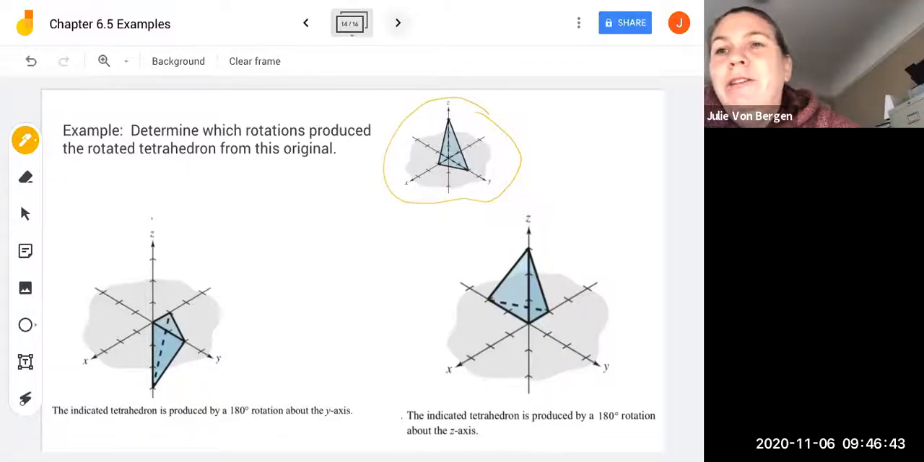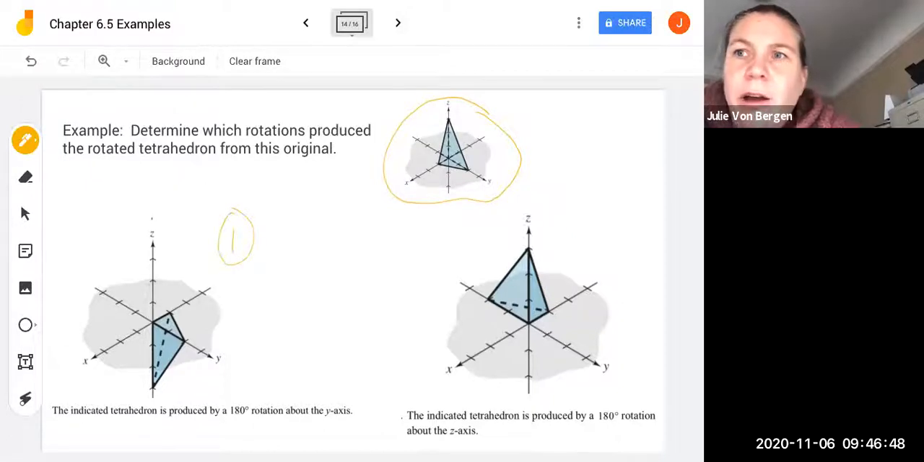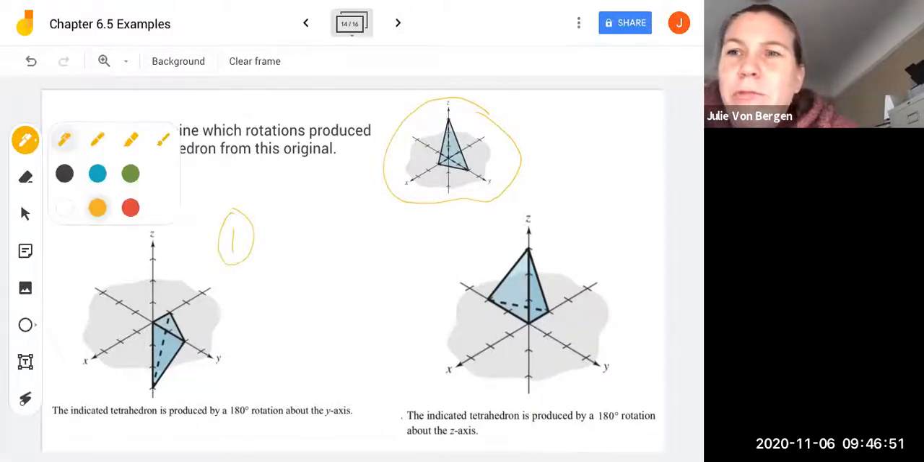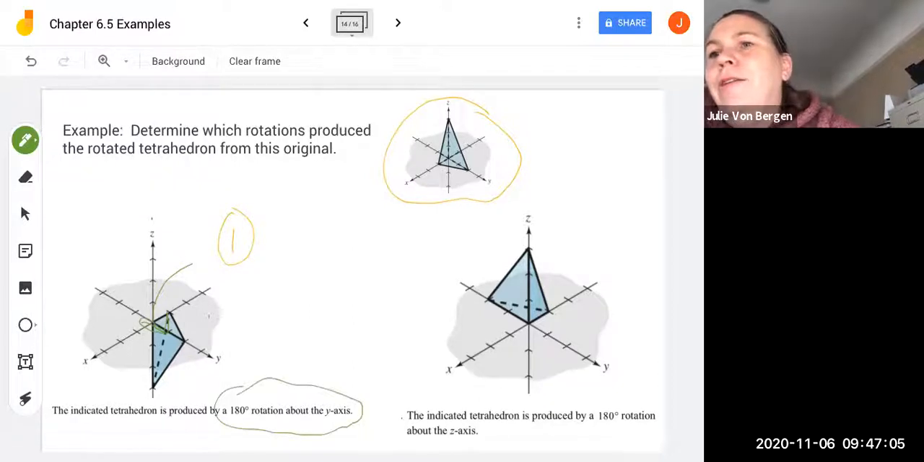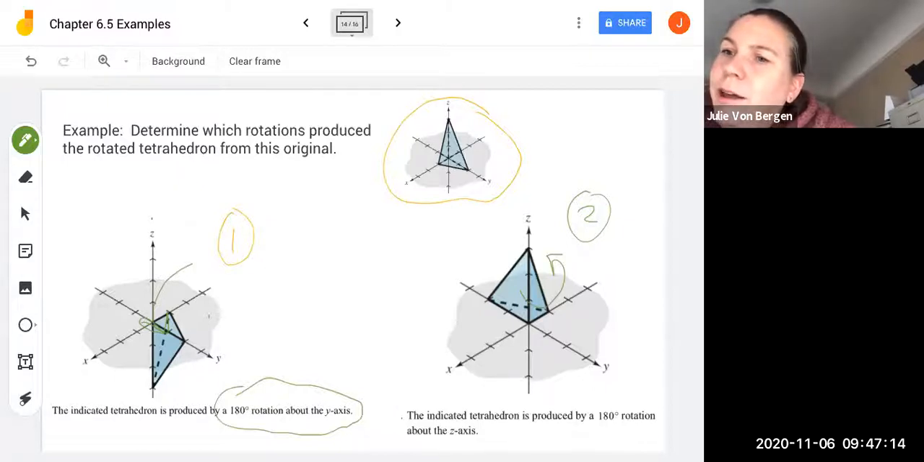actually applying a matrix. So in this first picture here, here's our tetrahedron, and it got rotated about the y-axis. It's kind of like somebody knocked it over on its side is how I usually see it. So see how it came kind of down this way? And so it got rotated 180 degrees about the y-axis. And then here in our second example, it got rotated in the z direction. We rotated this way 180 degrees. So that's a 180 degree rotation about the z-axis.